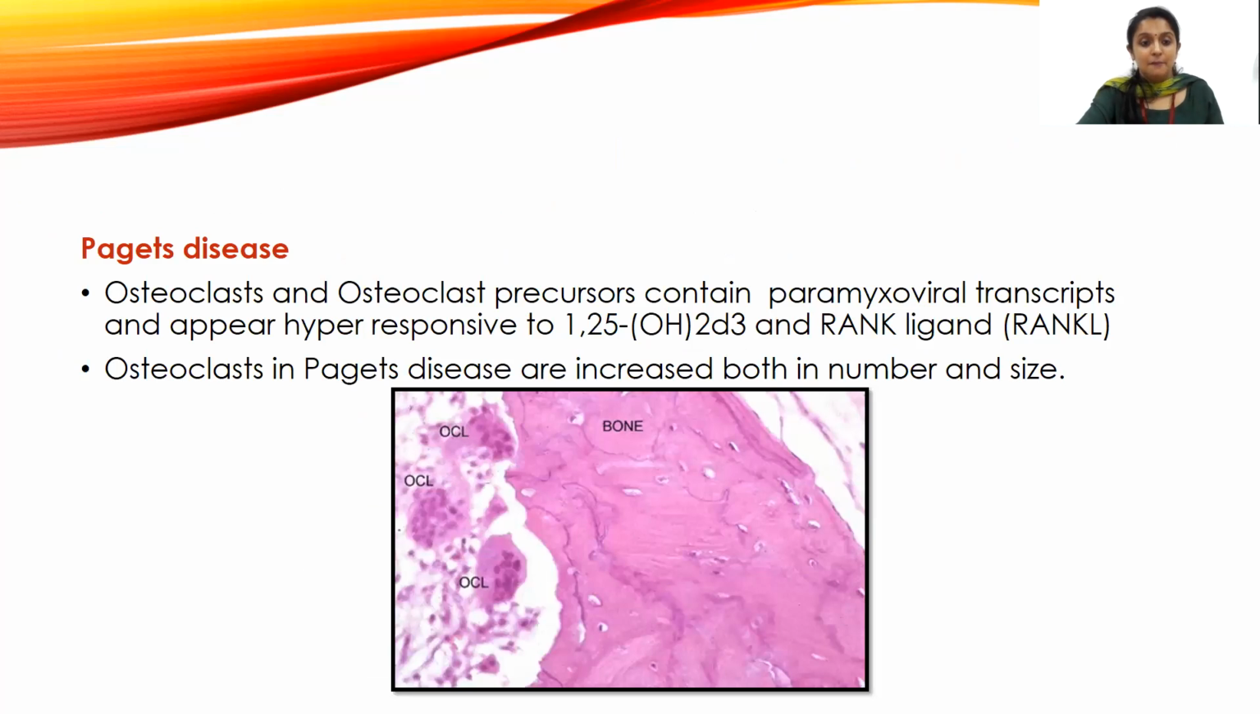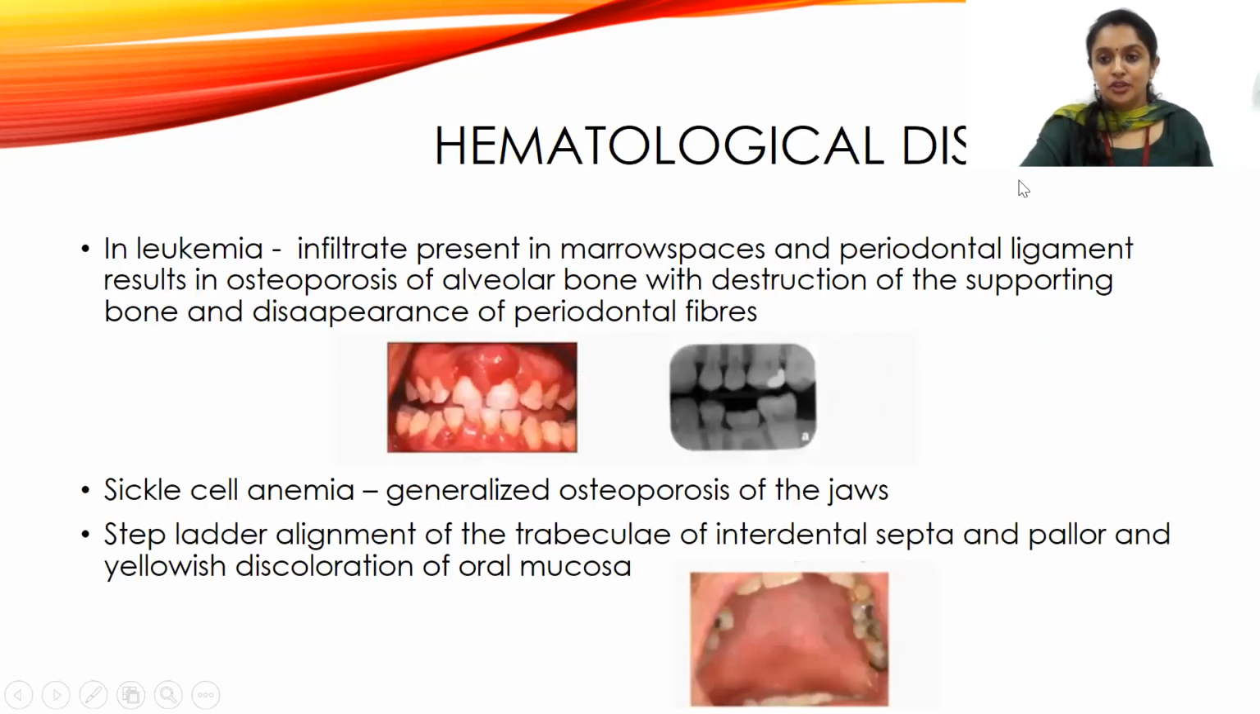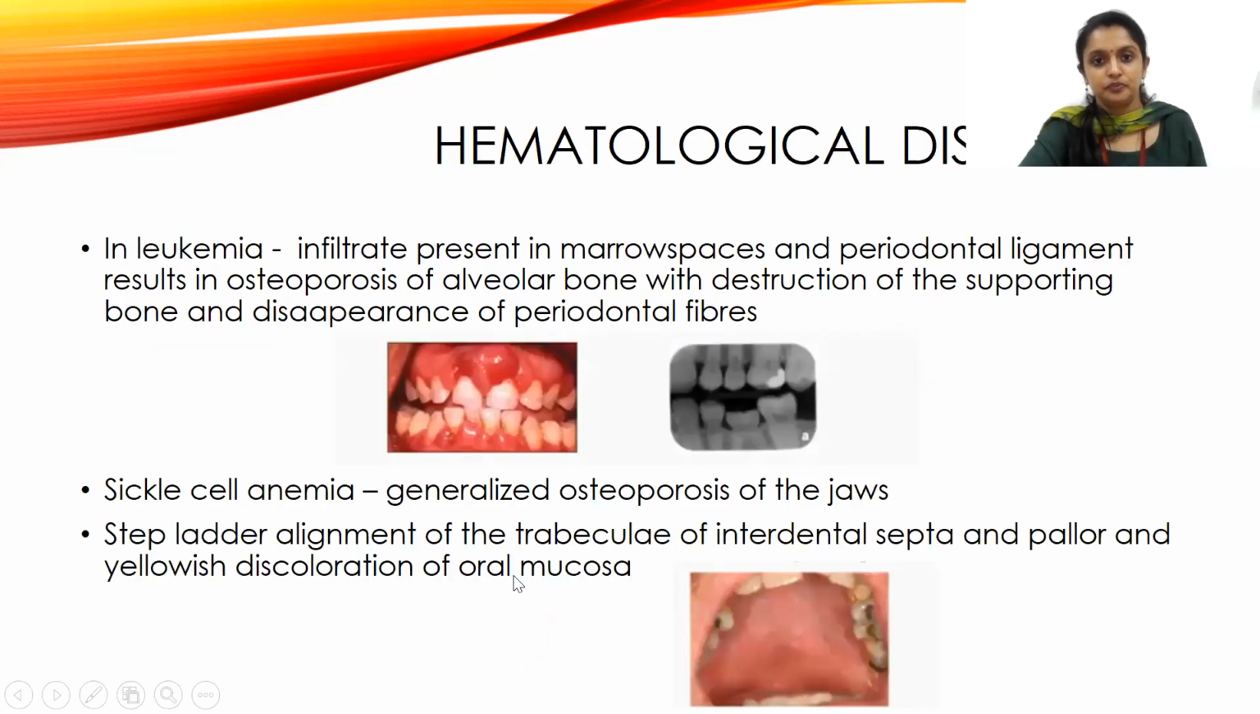Coming to Paget's disease, the osteoclasts and the osteoclast precursors contain paramyxoviral transcripts and appear hyperresponsive. As a result, there will be more osteoclastic activity. There are regulators and inhibitors of bone formation, and as a result, the osteoclasts are more in Paget's disease, with an increase in number and size. Here you can see a histological picture where there are numerous osteoclasts, and they are resorbing the bone.